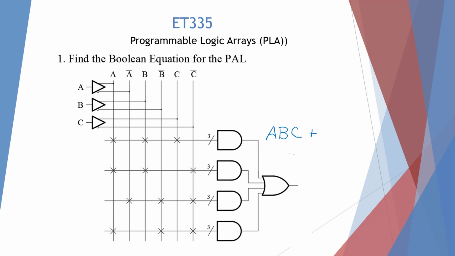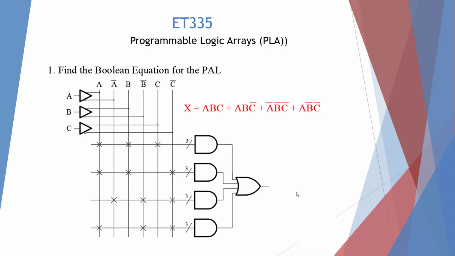The next one's going to be an A, then a B, and then a C bar, plus, and then we're going to have an A bar, B bar, and C bar, plus, and the last one would be an A, B bar, C bar, and that would be our equation. Here's our answer for our PLA, and it is correct.